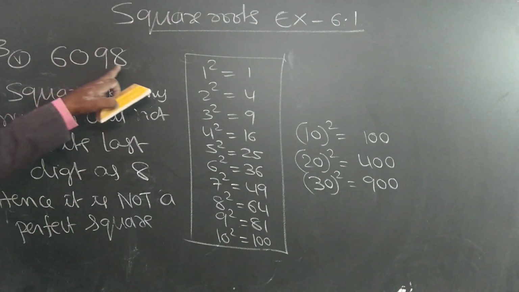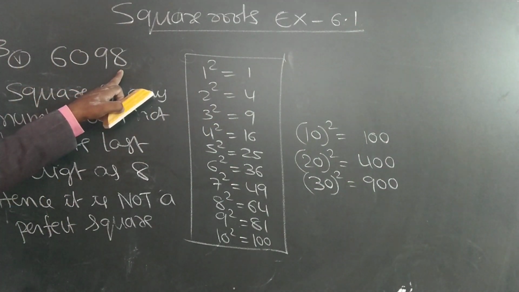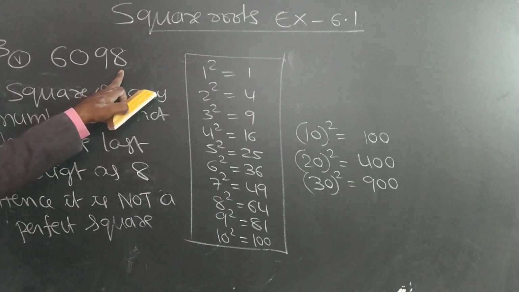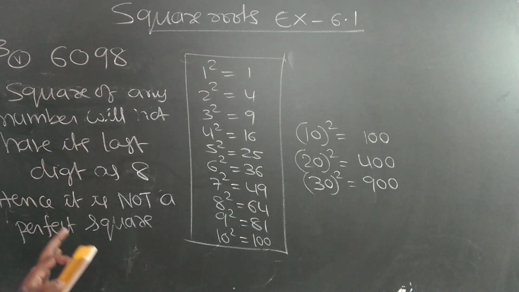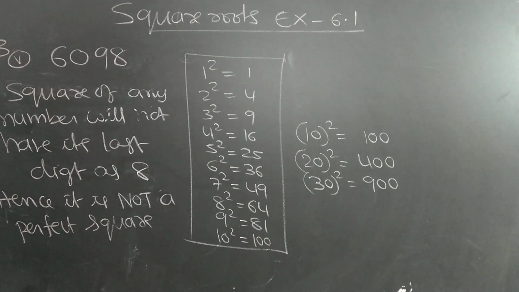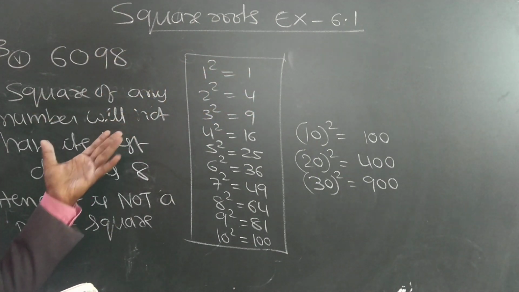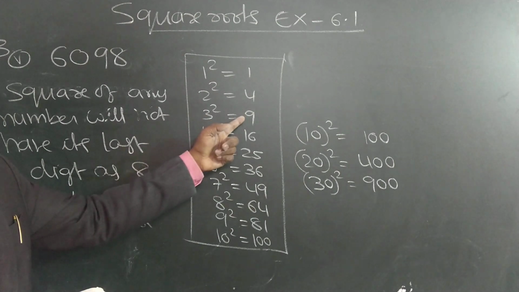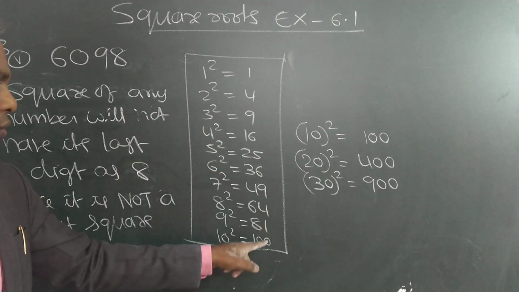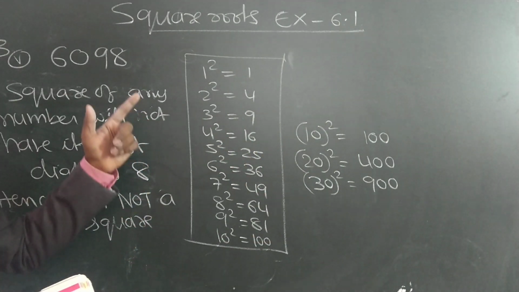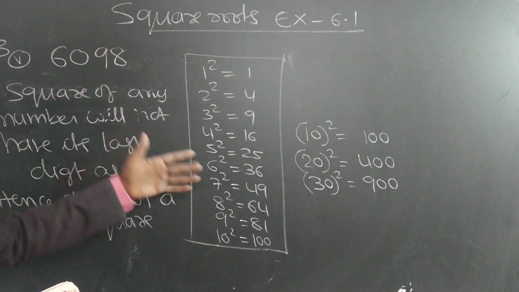So with this, by seeing the last digit, we can tell it is not a perfect square. Whether it is a perfect square or not, we can't tell by seeing the number alone, we have to check. But that it is not a perfect square, we are sure. Because if the last digit is 1, there is a possibility that it may be a perfect square. Or 4, 9, 6, 5, 2 zeros, there is a possibility. But if the last digit is 8, no.